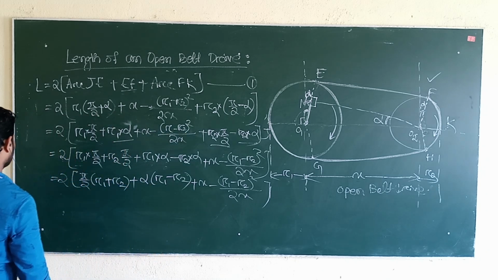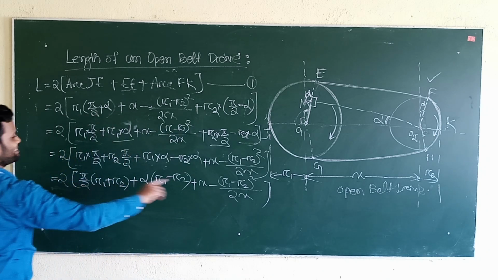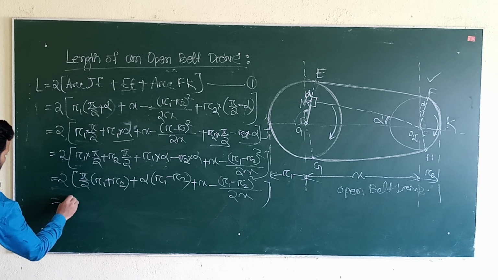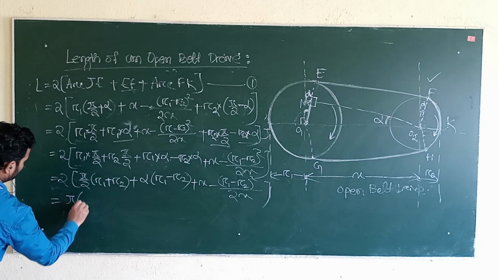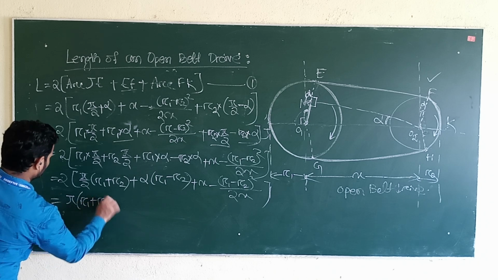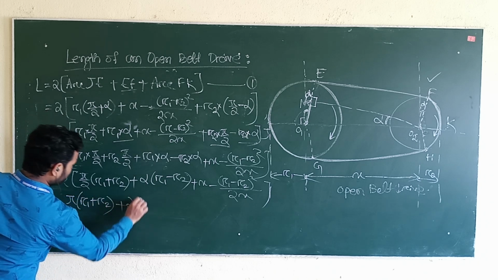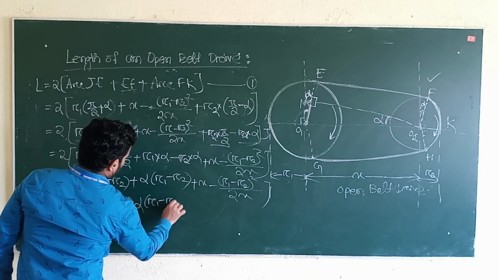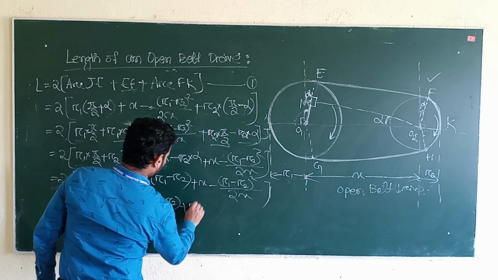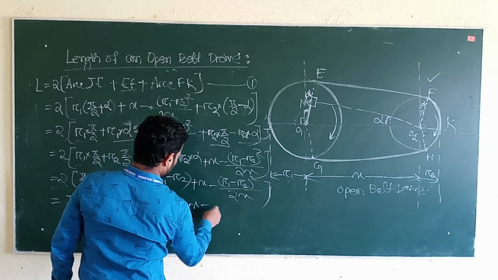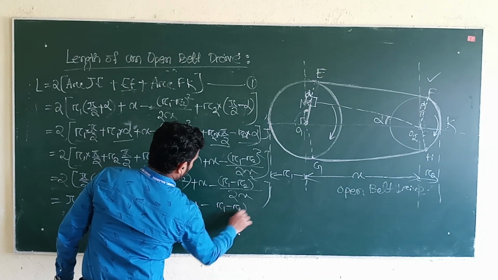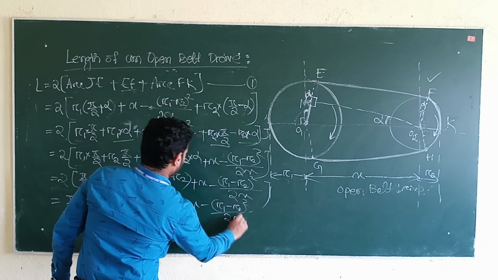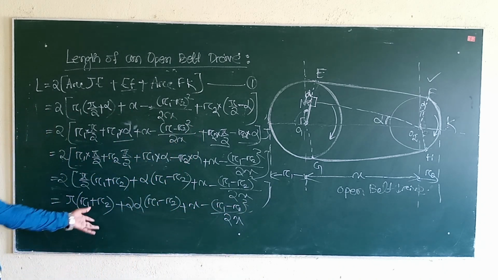Now in the next step, we will multiply these two with each term. So what will happen? These 2 and 2 cancel out. So the remaining part is pi R1 plus R2. Here 2 into alpha, we will multiply here. So 2 alpha R1 minus R2 plus x. This will be same x minus R1 minus R2 square by 2x.